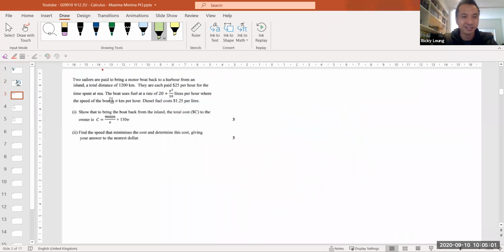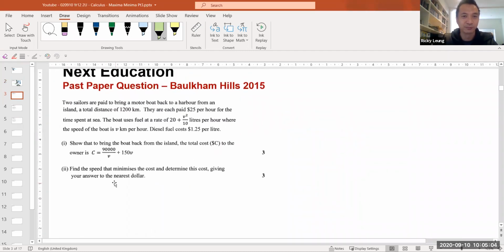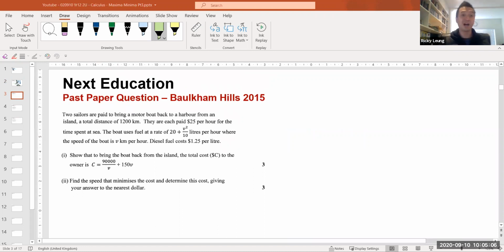Now, the next one is a classic difficult question, right? Firstly, it's hard because it's got no diagrams. It's got no illustration for you to work with. So you just have to dig through all the English and numbers to extract the key information. I call it the fuel question or the gas question. Basically, in this case, 2 sailors are paid to bring a motorboat back from an island to a harbor.